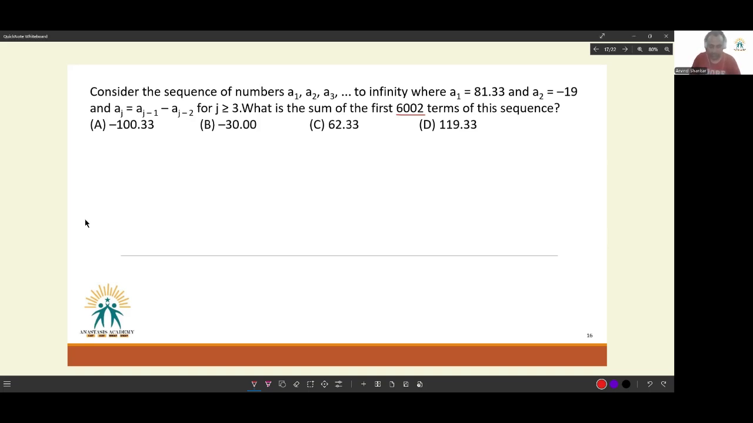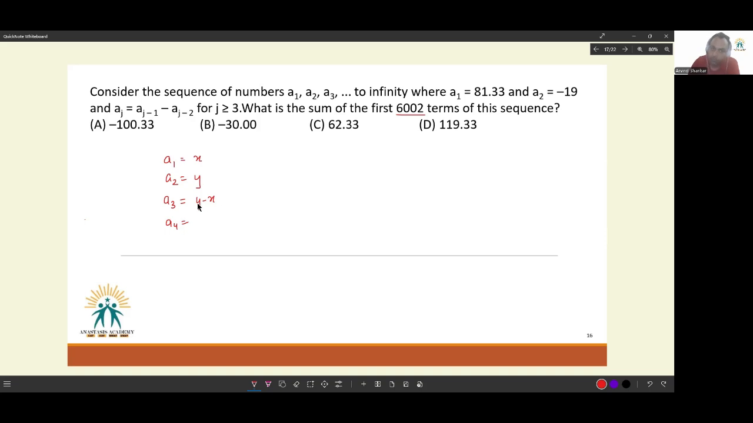What is expected here is, you would see some sort of pattern emerging in the numbers, and therefore you'll be able to arrive at your answer. And therefore, I'm writing it down, a1 is equal to, let's say, x, and a2 is equal to y. Because I'm looking for pattern emergence, I'm not writing down these numbers, I'm writing some variables. Now, a3 is difference of the previous two terms, for j greater than or equal to 3. So this will be y minus x.